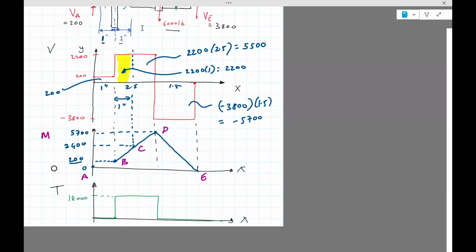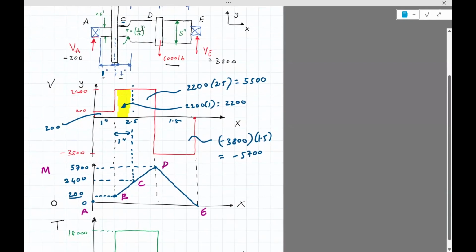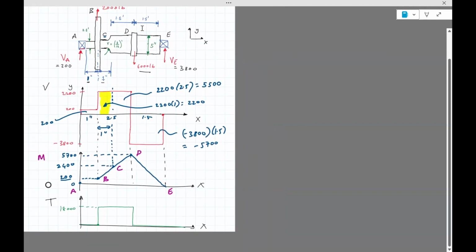Should the, for the moment, shouldn't that be 2200 at C? 2200 times 1, over here, you mean this point C? Yeah, it'll be 2200 over here, but then you need to add this 200, right? Oh, yeah. Same for here, 5,500. You need to add the 200 to get 5,700.